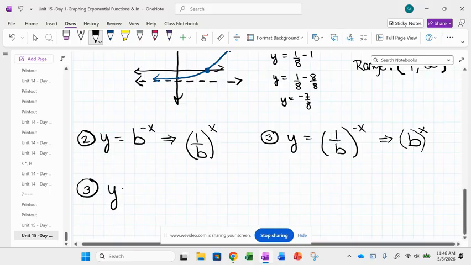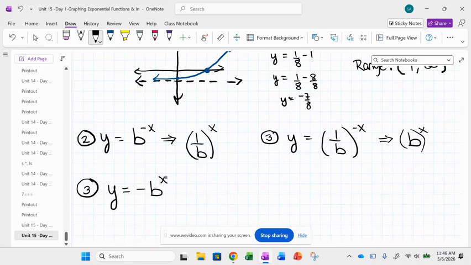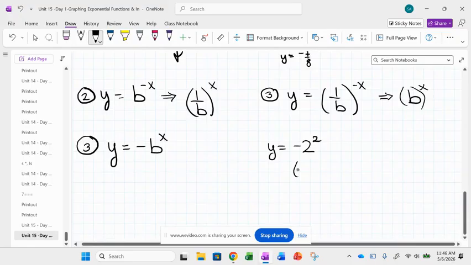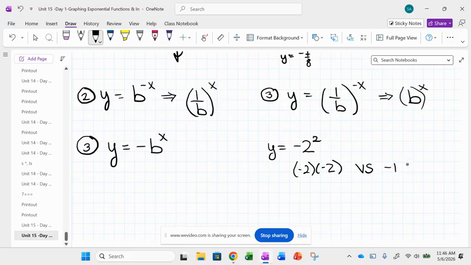The next thing is if I have y equals negative b to the x. You don't have to write this down, but just to show you, let's say I have y equals negative 2 to the second power. Our two options are negative 2 times negative 2 versus the negative of 2 times 2. Do we agree these are two completely different answers here?